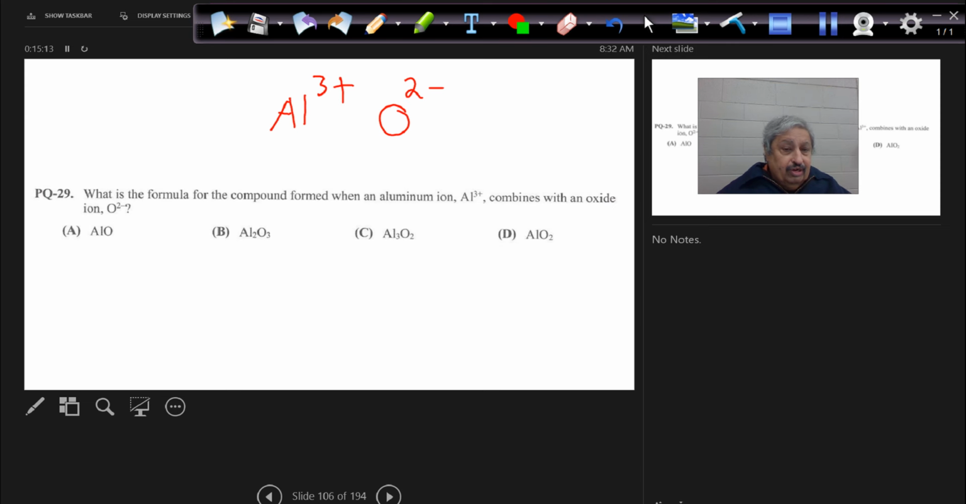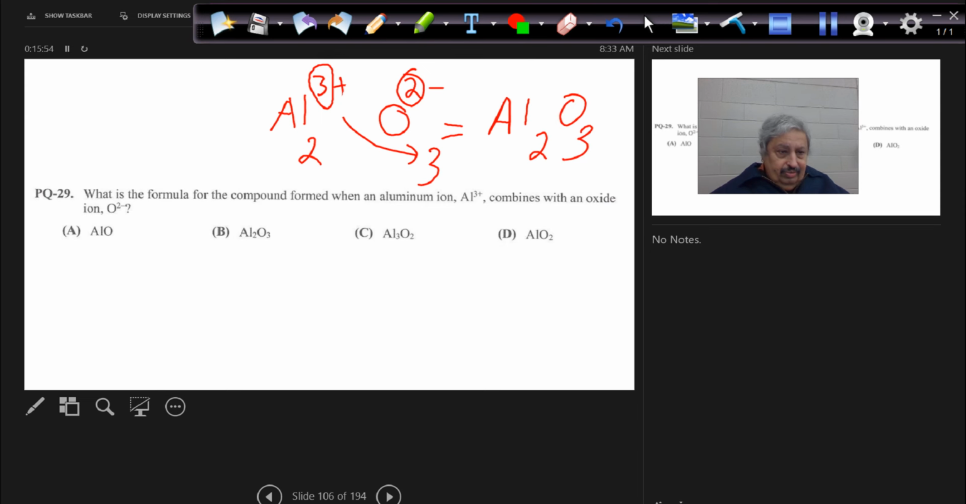What's the formula for the compound formed when an aluminum ion 3 plus combines itself with an oxide O2 minus? Well, we know that for an ionic compound, you have to swap, not the plus, but the number here, not the charge. Let me correct myself here. Just take the number. Here will be 3, and here will be 2. So the answer is Al subscript of 2 O3.